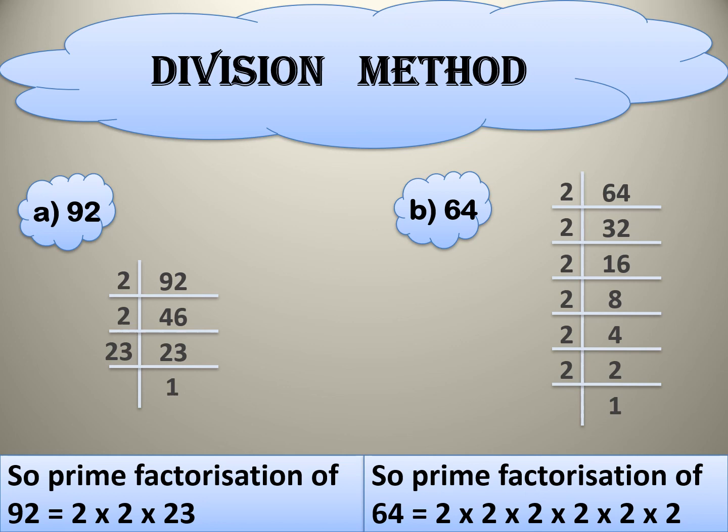If you want to check whether your answer is right or wrong, do the multiplication. 2 2s are 4, 4 2s are 8, 8 2s are 16, 16 2s are 32, and 32 2s are 64. Means your answer is right. Hope you understand division method.